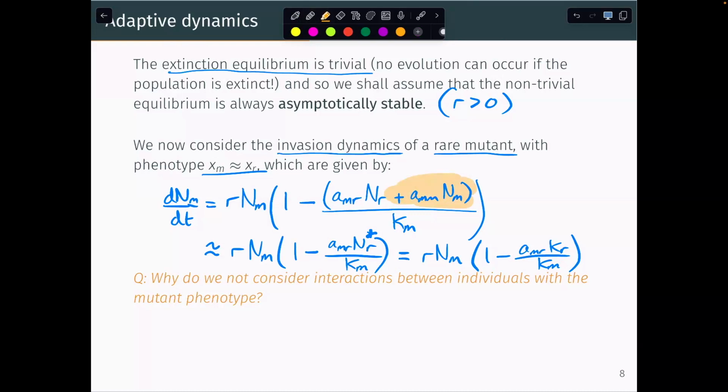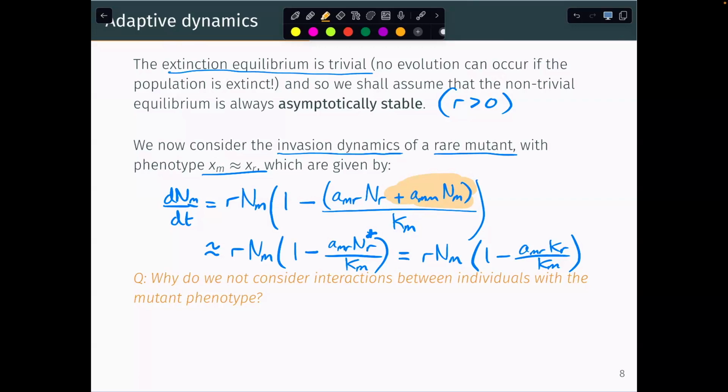Aij is the strength of competition between phenotypes I and J. What does the M stand for here? Mutant. Okay, so AMM is going to be competition between mutants. So this is two mutants coming into contact with each other, right? They're competing with each other. But I'm cancelling out this term. Why is that the case? Any ideas?